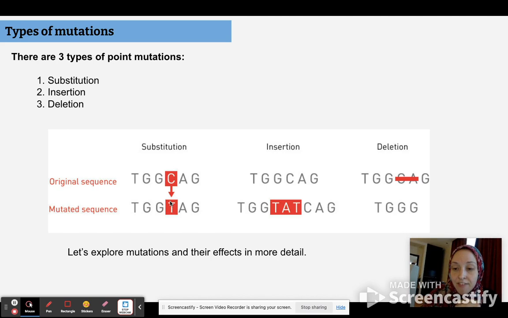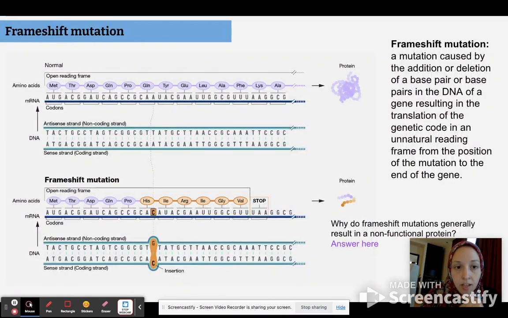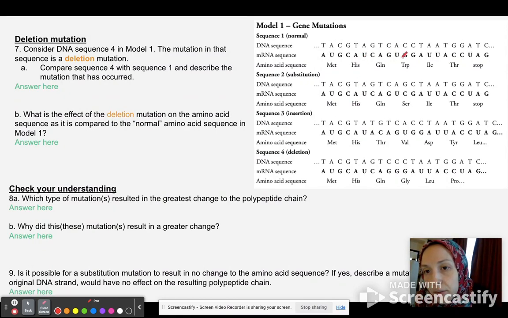Substitution usually affects one amino acid or no amino acids if it's a silent mutation. Insertion and deletion are usually frame shift and they affect all of the amino acids in the sequence. So let's take a look at that. For example, here we have a substitution mutation. Here, this C has been substituted for a G.